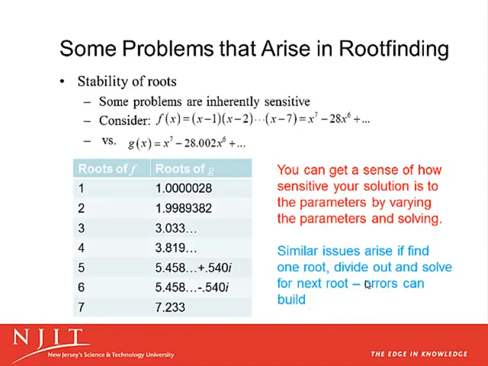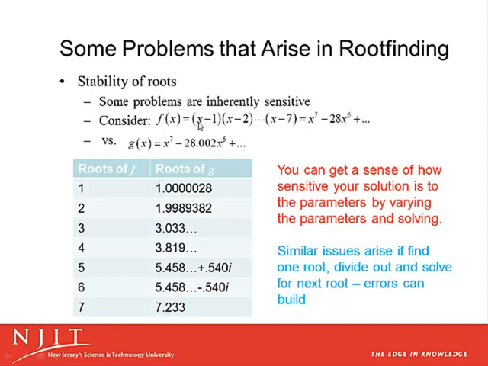Let's just consider another case where there's a problem, and that has to do with the stability of roots. Some problems are just inherently sensitive, and for example, if we consider the 7th power polynomial x minus 1 times x minus 2 times up to x minus 7, which is x to the 7th minus 28 x to the 6th plus and so on, and we change the second coefficient by a factor of about 1 in 10,000, just change it to 28.002. What happens to the roots?